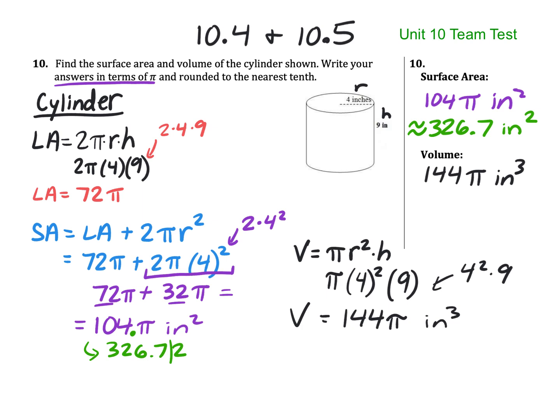Then to get the approximate value, we'll just put that into our calculator. 144 decimal point pi is 452.38. I will round that to the tenths place, rounds up, so we'll have approximately 452.4 cubic inches.